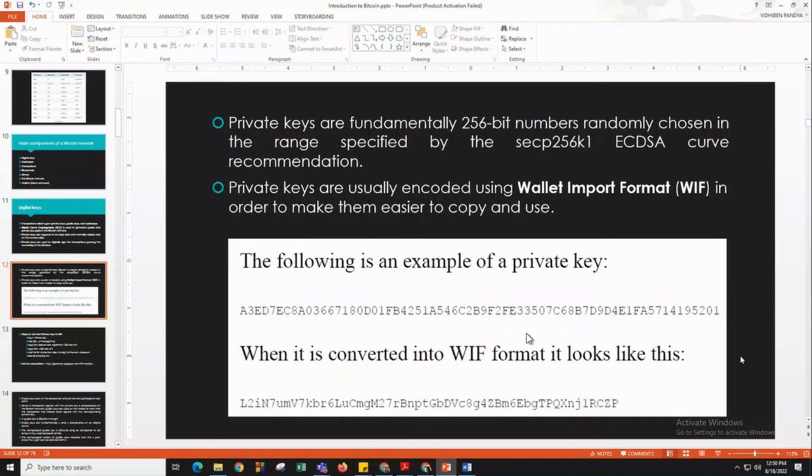Right, so that is why we are utilizing the encrypted, encoded keys, the private keys, which is known as the wallet import format.